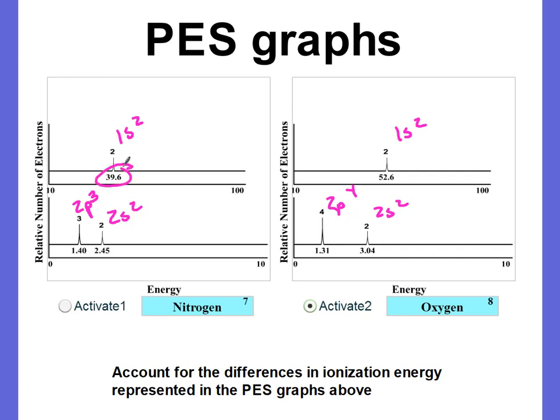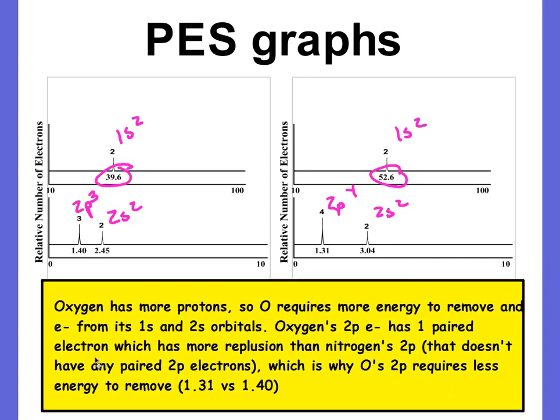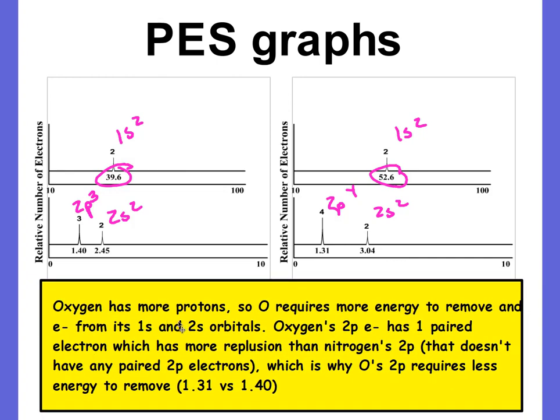So first, 1s. Oxygen has more energy to remove a 1s than nitrogen does. That makes sense. Oxygen is further to the right. We'll be talking about trends in a minute, but oxygen has more protons. If it has more protons, it's got a greater charge. So oxygen requires more energy to remove an electron from its 1s and 2s orbitals.